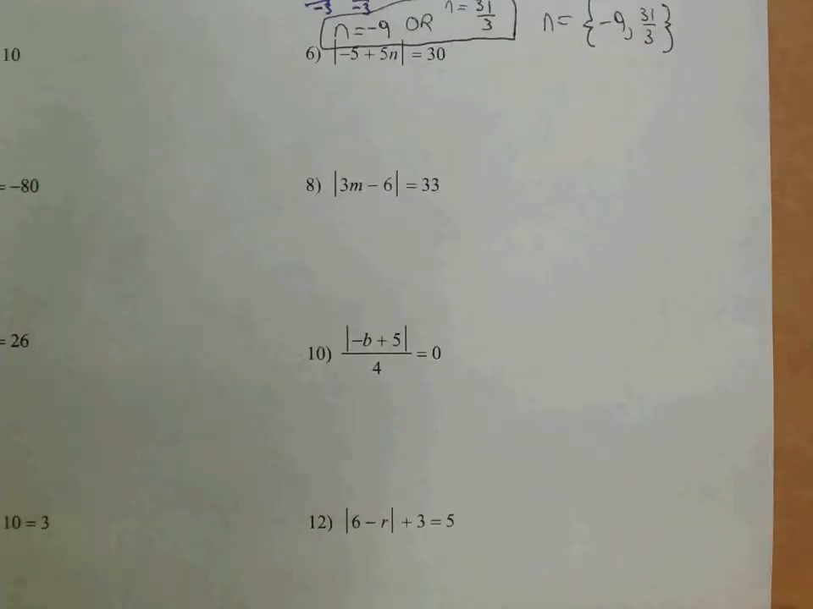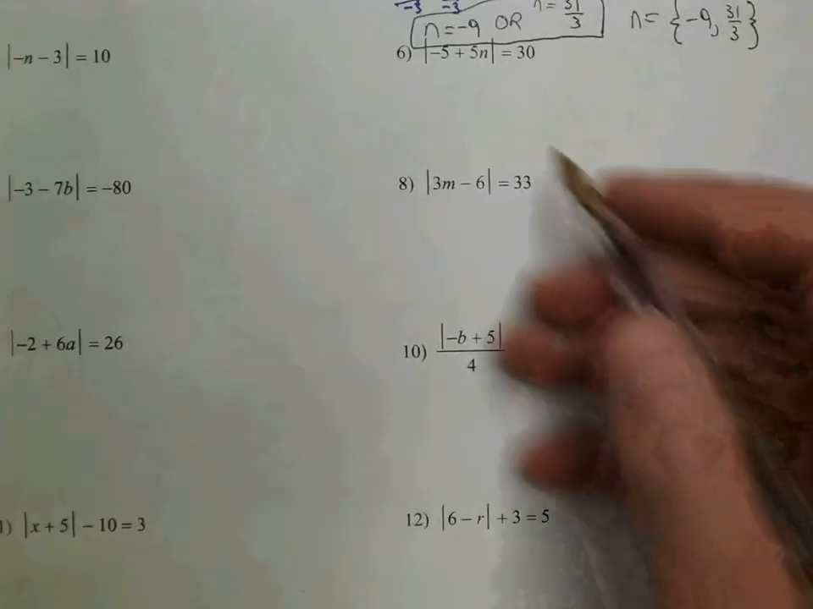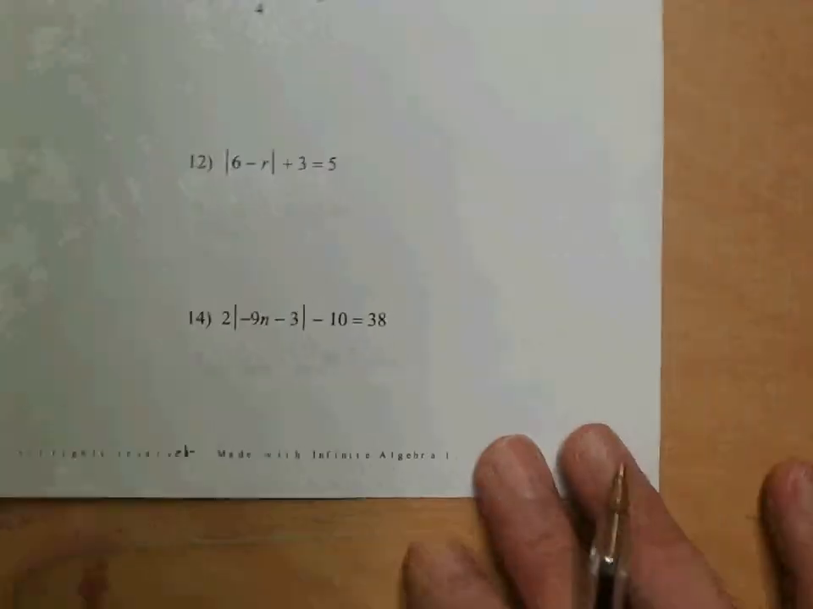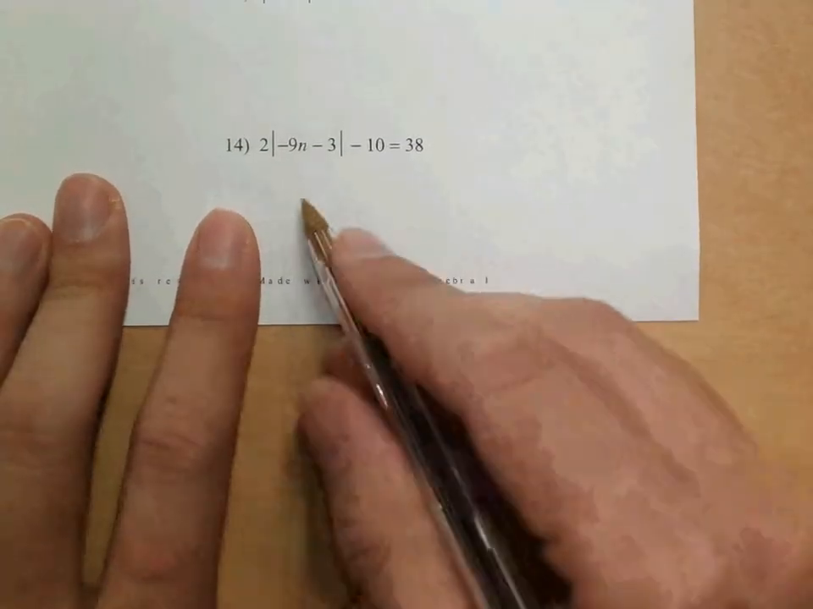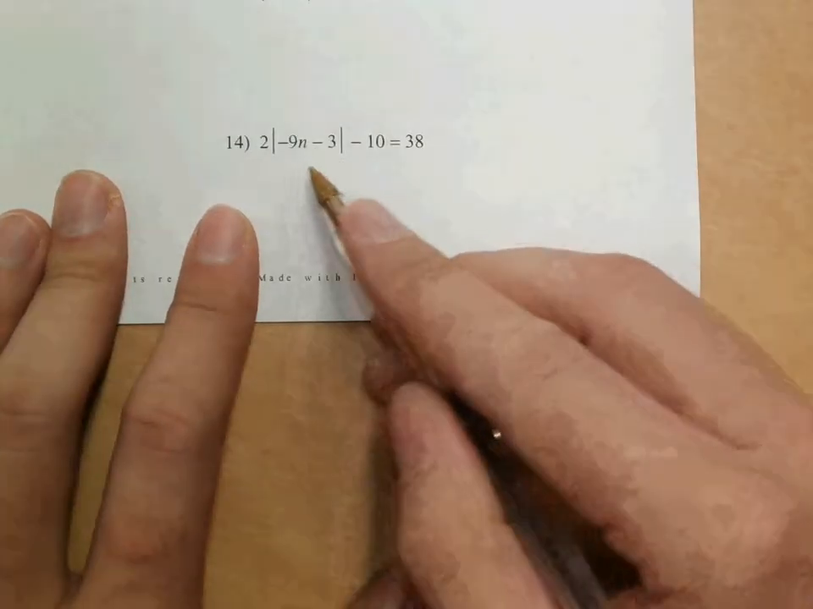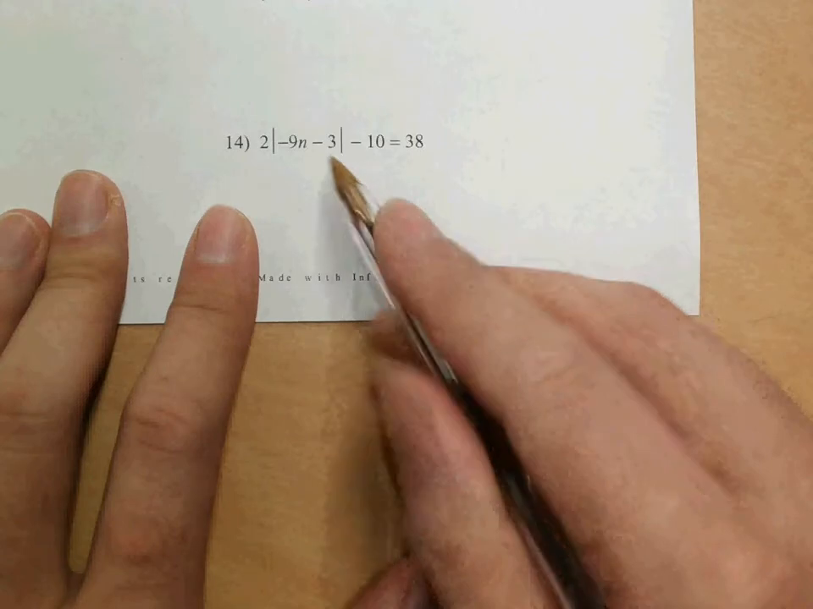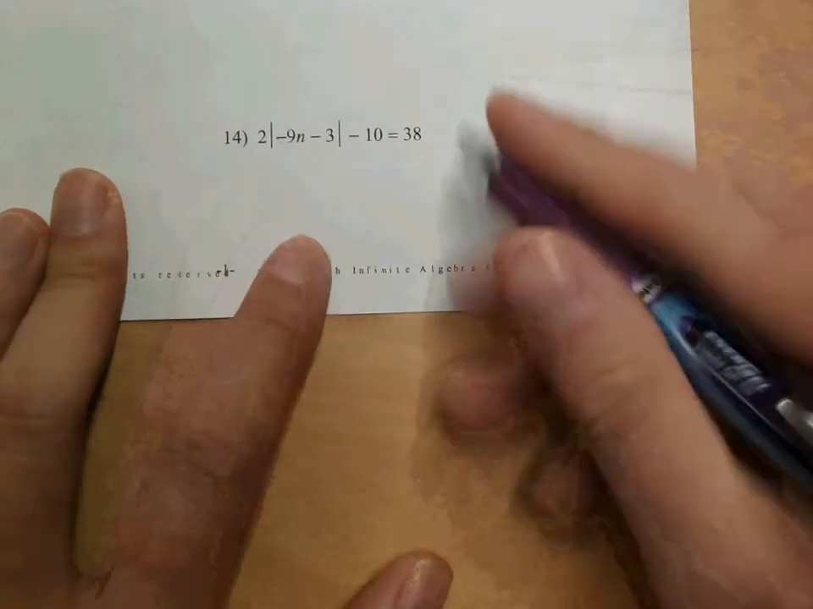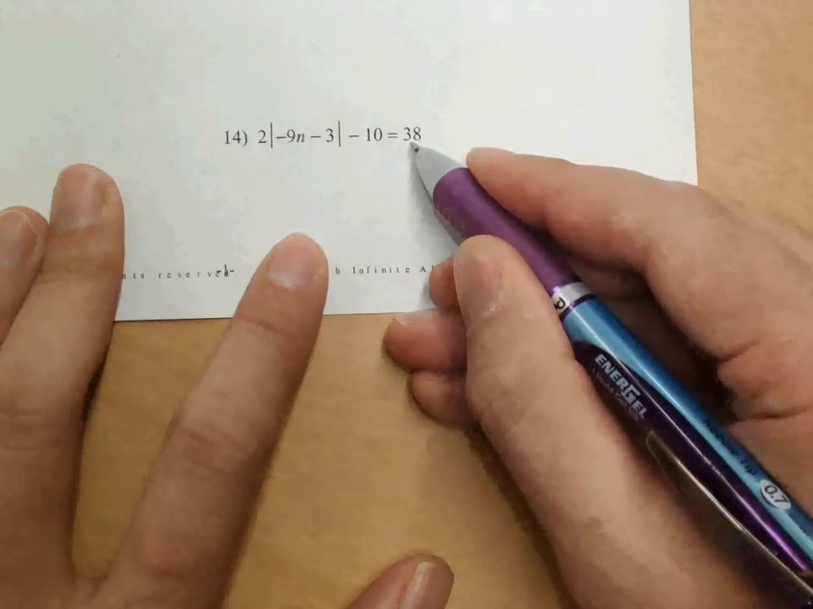I've noticed some people struggle when there's more than one step. Let's do number 14. It looks a little harder. Number 14, we've got this absolute value equation. Before we try to separate the variables, we need to get the absolute value part by itself. So the very first thing we can do, this is not equal to positive 38 or negative 38.